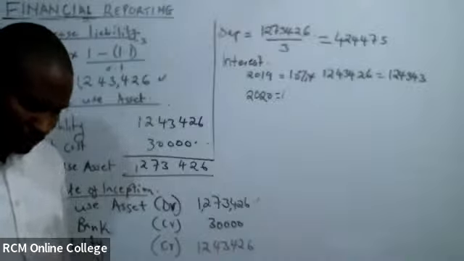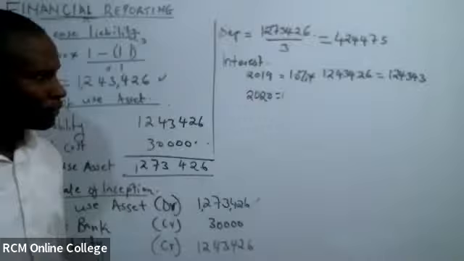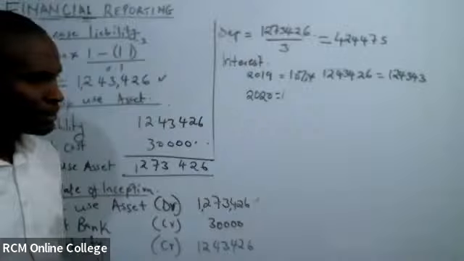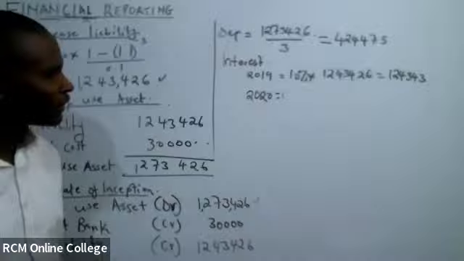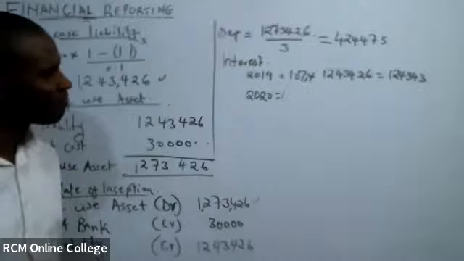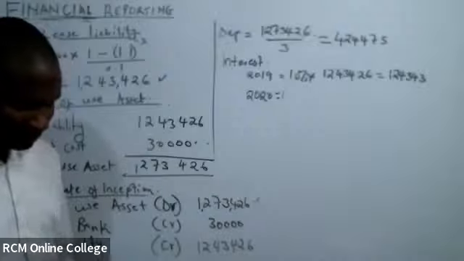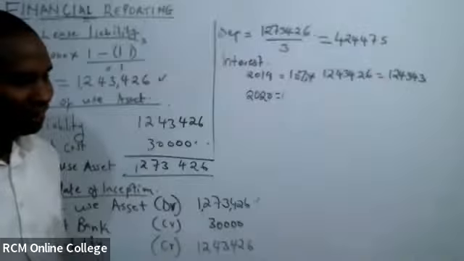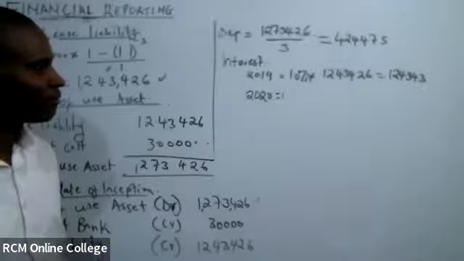The installment paid is 500,000 per year. For us to get the installment for the second year, will it be affected by the installment? Of course, yes.